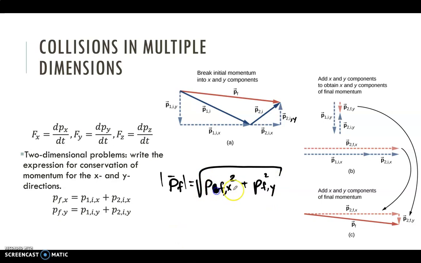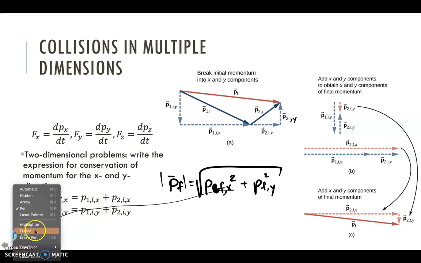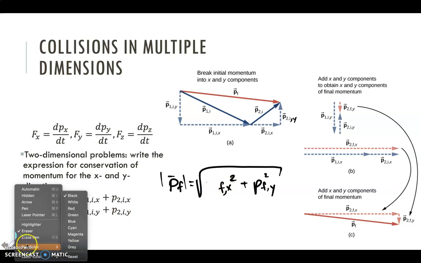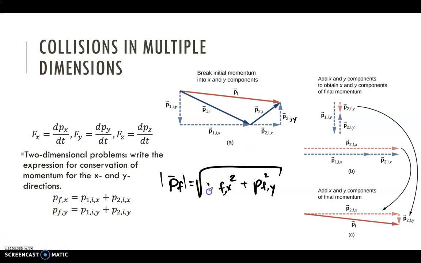Remember when we were looking at vectors, this is what we would do, right? So we're essentially doing the same exact thing here. And then if we want to find the angle, so the direction, so that would be like this angle here, we would want to take tan inverse of P final comma y over P final comma x. So again, it's the exact same thing.